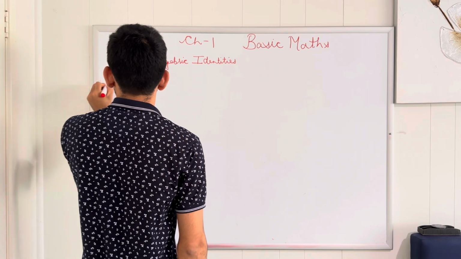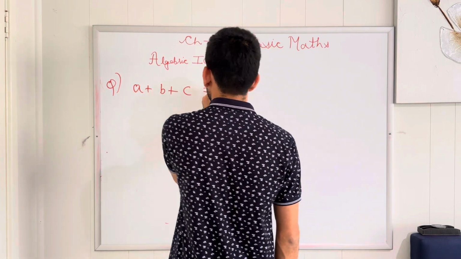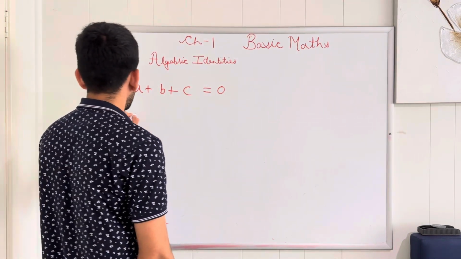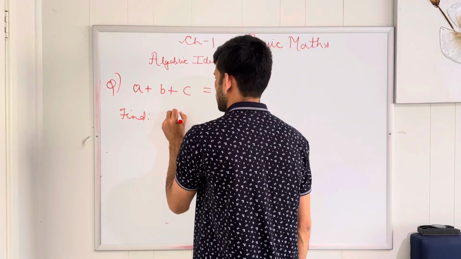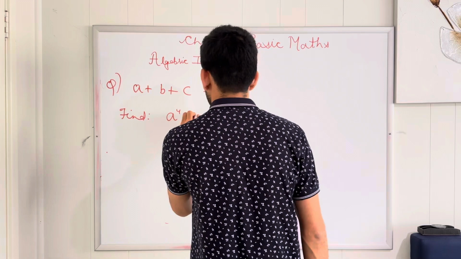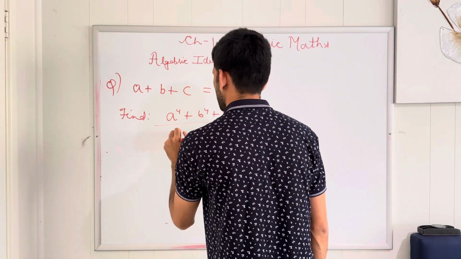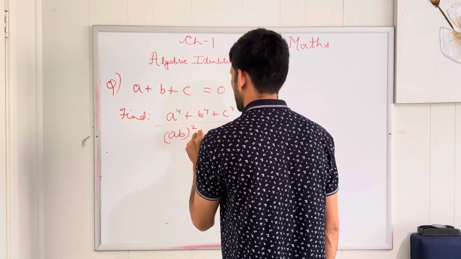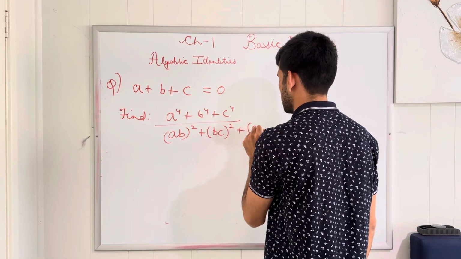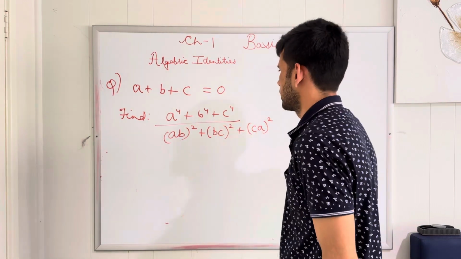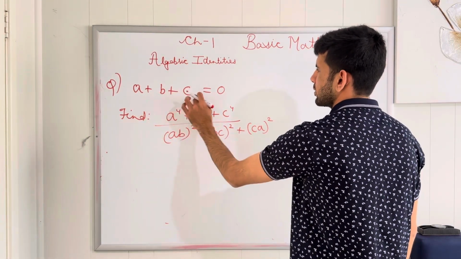It is given that, like, this is a question, and we are given a plus b plus c is equal to 0, and we need to find the value of a to the power 4 plus b to the power 4 plus c to the power 4 divided by whole square of ab plus whole square of bc plus whole square of ca, right? We have to find this one. So we are given this one. So that means a plus b plus c is 0.